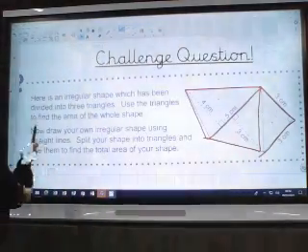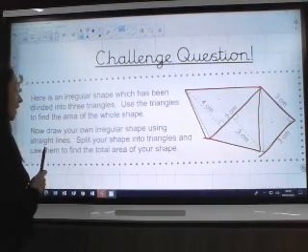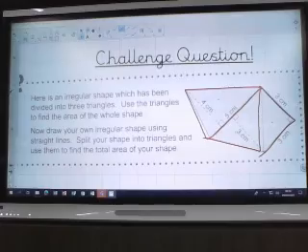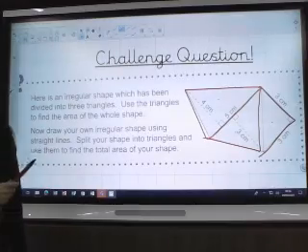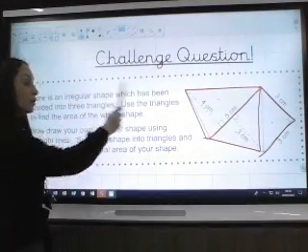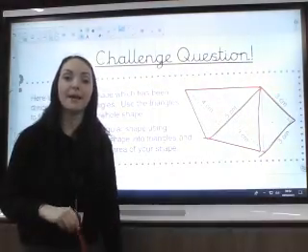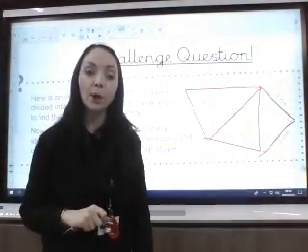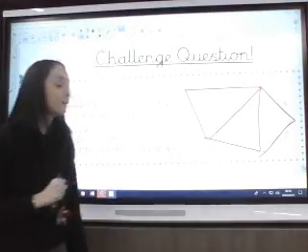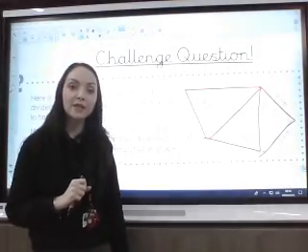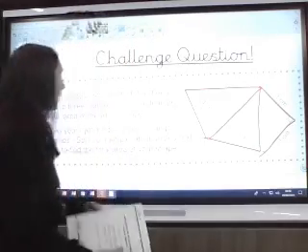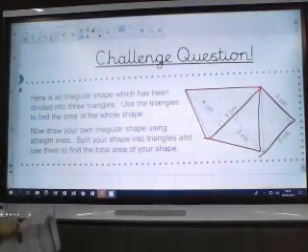Then it says, now draw your own irregular shape using straight lines. Split your shape into triangles and use them to find the total area of your shape. So then, once you've done that, you have a go at making your own. You can just draw that on a piece of paper or in your purple book and take a picture of it and send it on your email. I'd love to see what shapes you all come up with. So that's page 50.